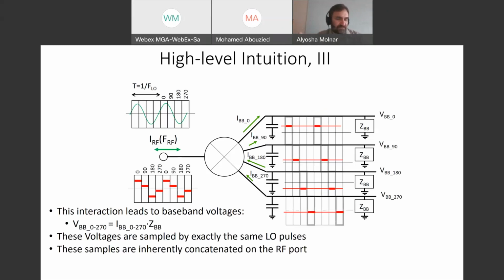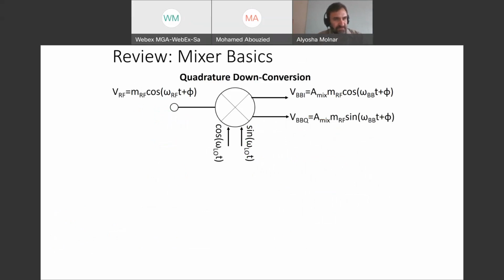And these samples are inherently concatenated on the RF port. And so now what we see is an incoming sinusoidal current and a re-up converted voltage that's sort of tracking it. Now, one important thing to remember when we think about these things is some mixer basics.